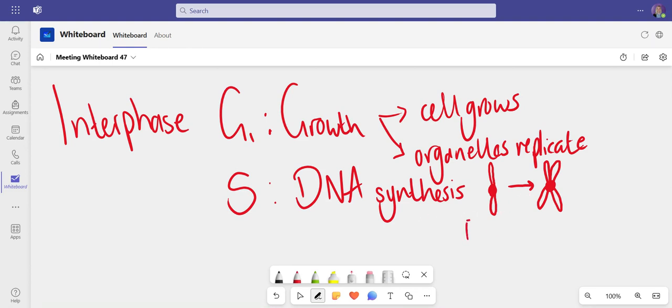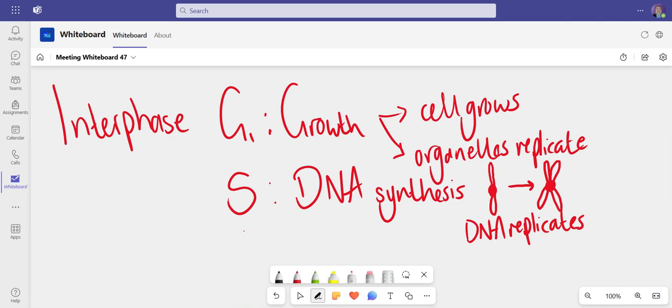So in DNA synthesis, the DNA has replicated, and we have got twice the amount of DNA, but we've still got the same number of chromosomes. You've just gone from kind of these half-size chromosomes to these full-size chromosomes. You haven't actually increased the number of chromosomes.